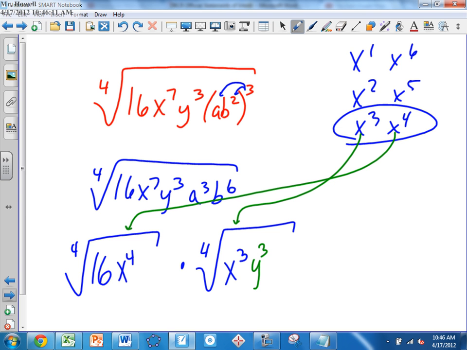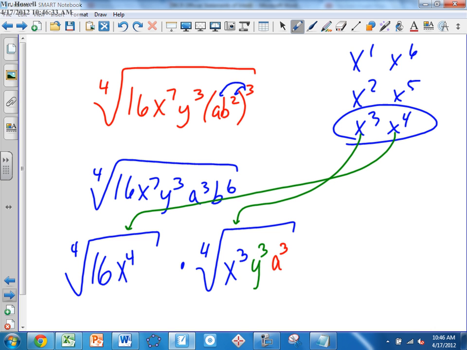Next, a to the 3rd. Can that be reduced? Be careful. You jumped the gun. A to the 3rd cannot be reduced. So I put that over there also. Again, a to the 3rd and y to the 3rd, you can't break them up into anything. You can break them up into y to the second and y to the first, but that doesn't really help me here. Now, I see that I have b to the 6th.